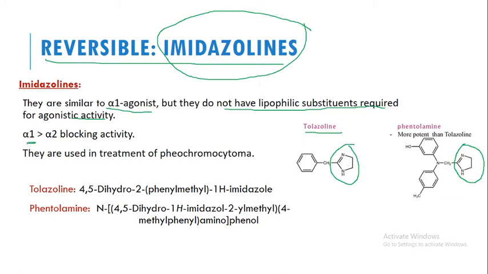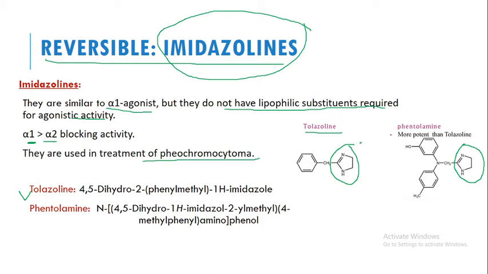Imidazoline derivatives have more alpha 1 blocking activity compared to alpha 2, and they are also used in pheochromocytoma. So let us discuss the IUPAC nomenclature of one drug.